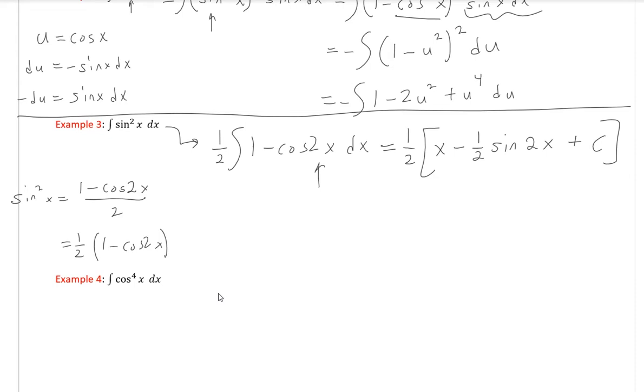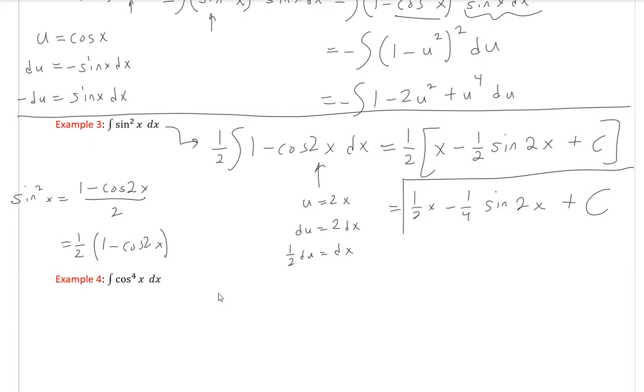Again, if you're not comfortable with doing that 2x, you can just call u equal to 2x. You can say du equals 2 dx. Divide the 2 over, you get 1/2 du dx. That's where this 1/2 is coming from. Multiply that out, we just get 1/2 x minus 1/4 sine of 2x plus 1/2 times the constant is still a constant of some sort, so plus c still. That's it. Nice and easy.